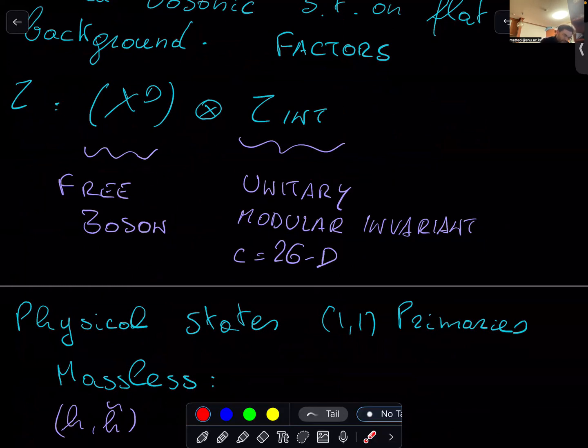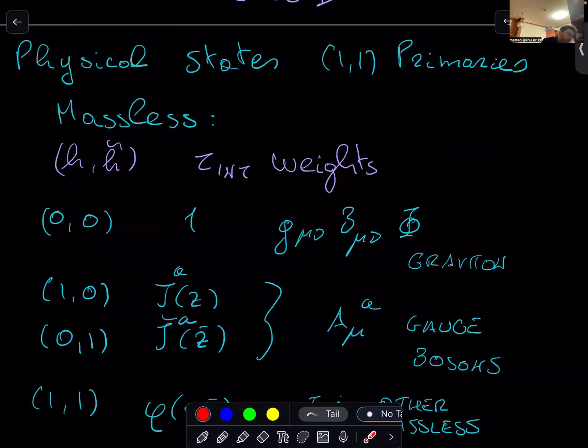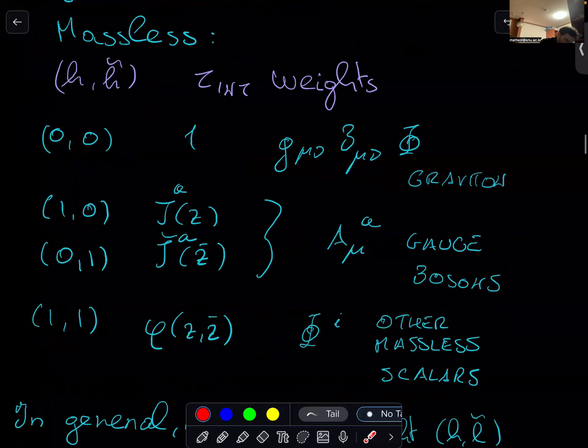Given this, I want to figure out which are my physical states. Here I separated the massless sector and the massive. Physical states should be primaries. These are the weights in terms of the internal CFT, the interesting h_int. And so we have essentially these types of massless states: (0,0), (1,0), (0,1), and (1,1).